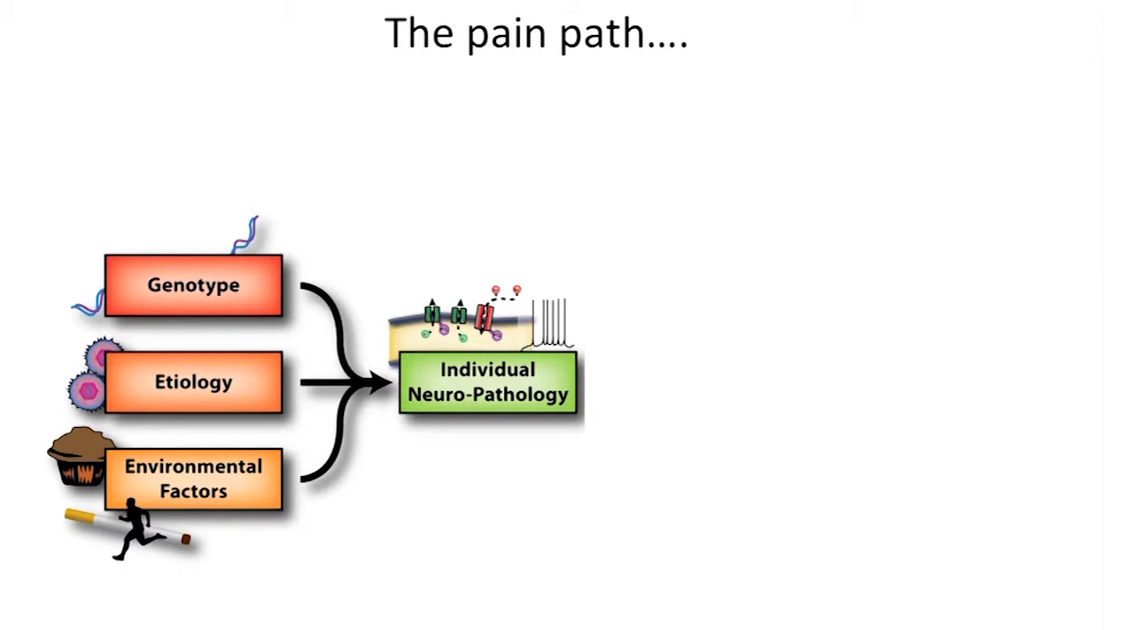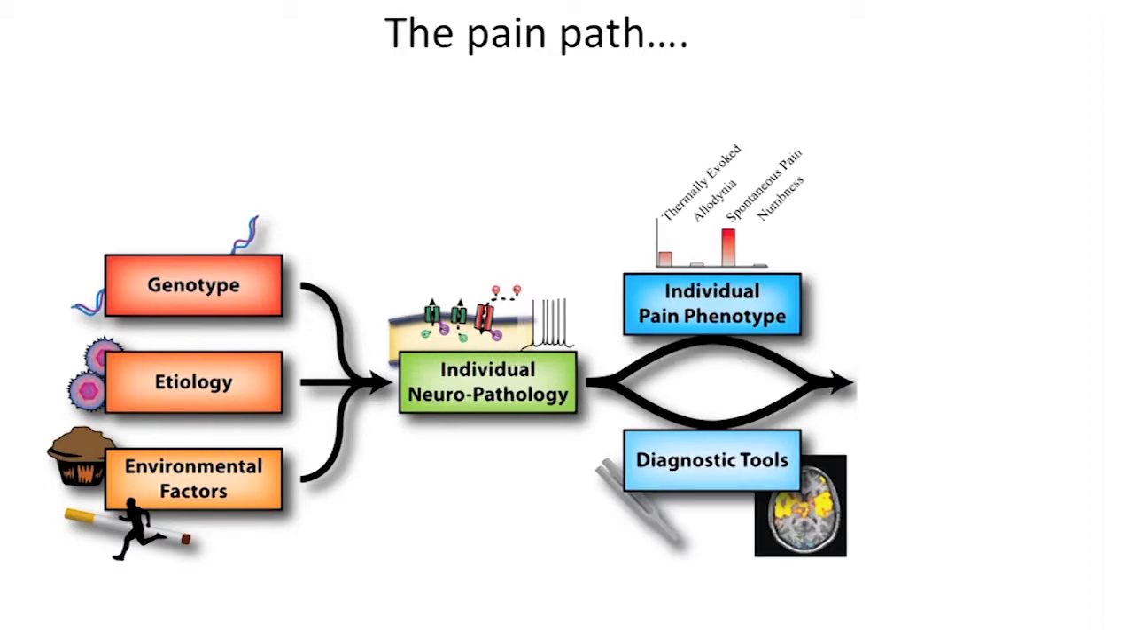The way we recognize pain in a patient is to measure the pain, and this is what we call the pain phenotype. This is a combination of the symptoms the patient expresses as well as the signs we can elicit by examining the patient. And these may include spontaneous pain, pain evoked by different stimuli, as well as the other neurological findings we may find.